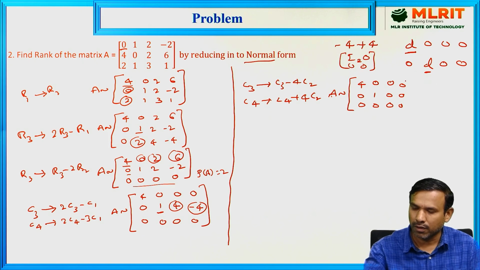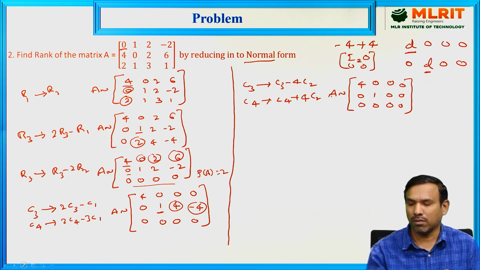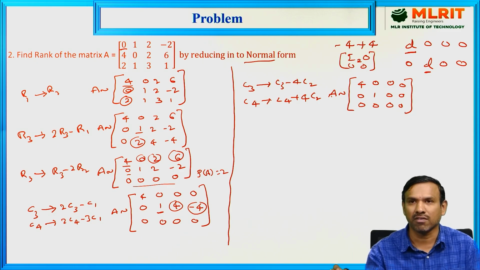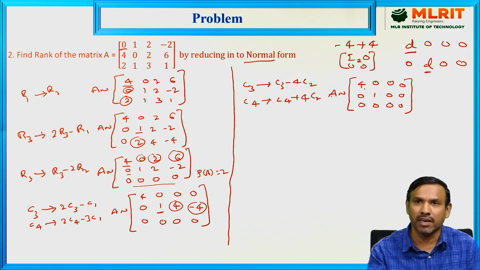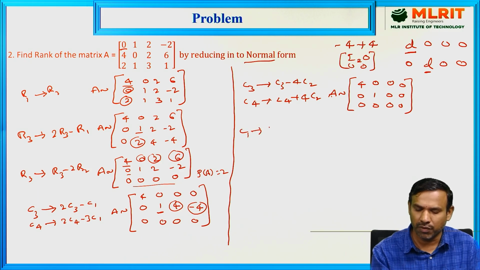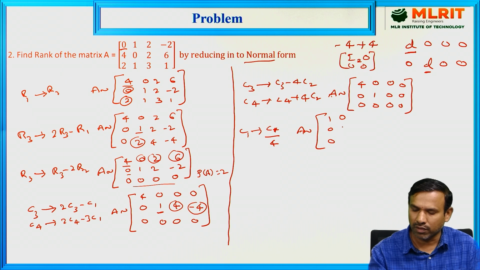So here, in the normal form, the diagonal element must be only 1. C1 task completed, C2 task completed, C3 task completed. So we want 1 in the diagonal. So first column divided by 4, like in the previous problem. C1 divided by 4. Then A is equivalent to first column 1, 0, 0, second column 0, 1, 0. The remaining columns no change, 0, 0, 0. So clearly here, we are getting the identity matrix in the form I2. Then A is equivalent to I2.